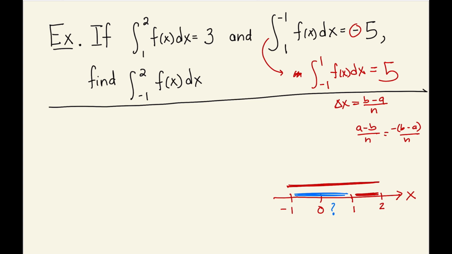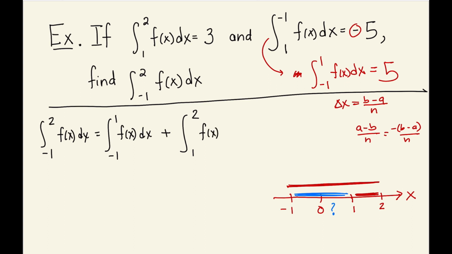So now that I've done that, I can actually figure out the question. And that is that the integral from -1 to 2 of f of x dx is equal to the integral from -1 to 1 plus the integral from 1 to 2. And this one we figured out was 5 for this integral. And this integral was given as 3. So our answer is 8.